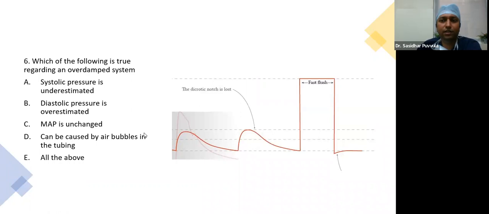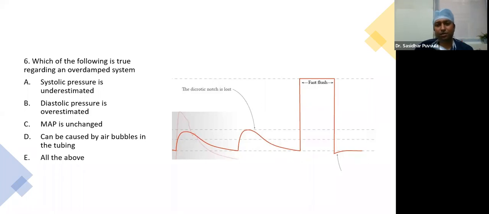What does this fast flush test indicate? Which of the following is true regarding this overdamped system? This is an overdamped system. So what is true regarding this? Yes, true. All of the above options are true.